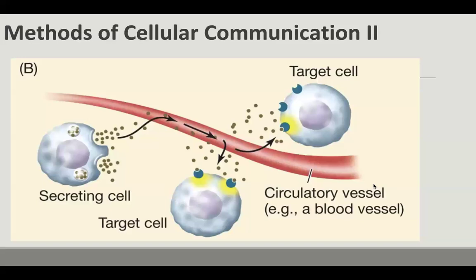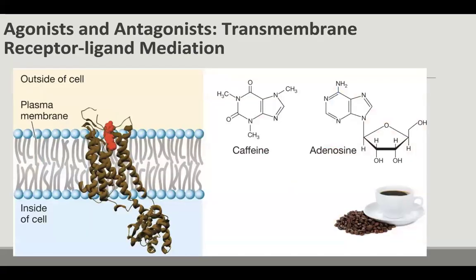You also have exocrine here. So the importance of exocrine delivers cells outside of the body. So here, the secreting cell sends out signals. It goes through the bloodstream, affects the target cell elsewhere. Or here, they send the signal, affects them here. So it delivers it outside of the body. Now you have agonists and antagonists.